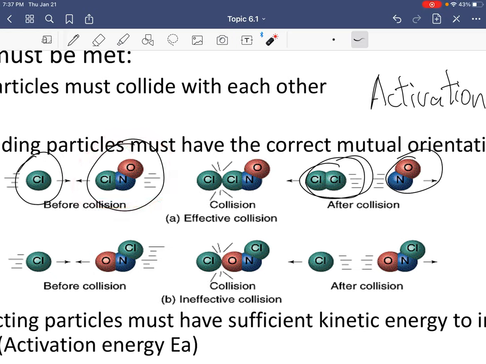One of the things that we understood last time is that particles are always, always moving. In the kinetic molecular theory of matter, one of the things they said is that molecules are always, always vibrating. So even though in this orientation you did not get a product, trust me, this guy will hit this guy again, and hopefully this time it will hit at the right spot.